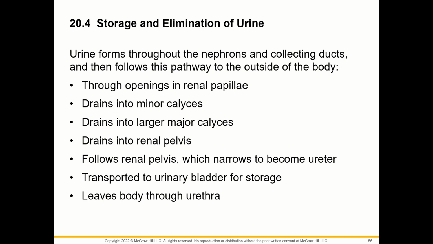The storage and elimination of urine. Urine forms throughout the nephrons and collecting ducts and then follows this pathway to the outside of the body. It goes through openings in the renal papilla, drains into the minor calyces, drains into the larger major calyces, drains into the renal pelvis, which narrows to become the ureter, is transported to the urinary bladder for storage, and leaves the body through the urethra.